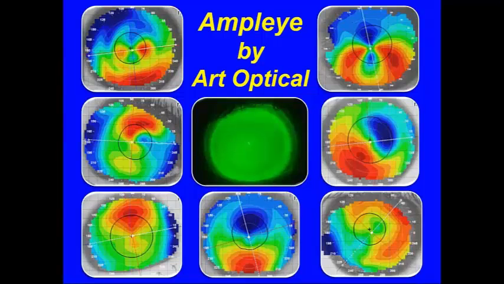So remember what we had talked about earlier. When you're addressing a patient that you believe has significant height differentials in their corneas, high spots and low spots, that prohibit you from getting an adequate fit with your corneal contact lens design, those are the patients that become prime time candidates for the Ampleye lens design.